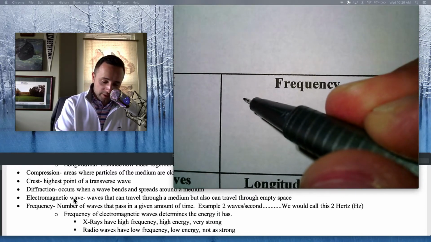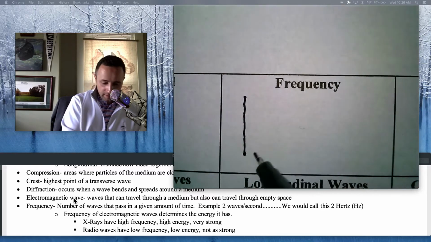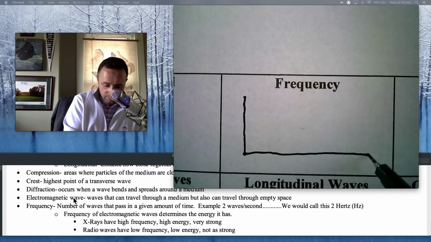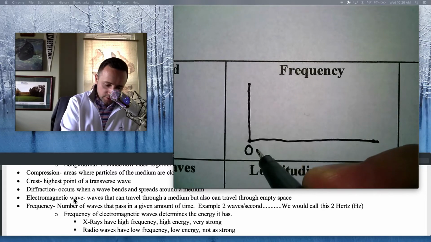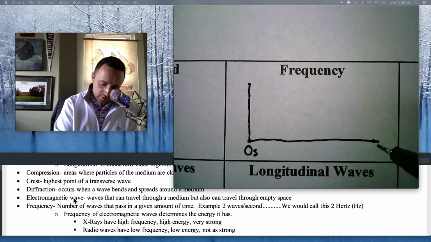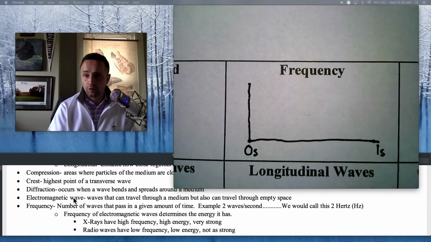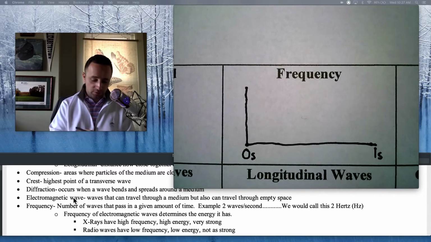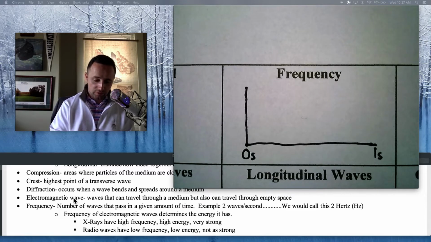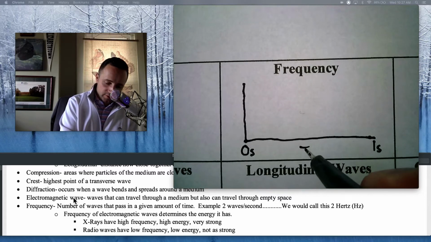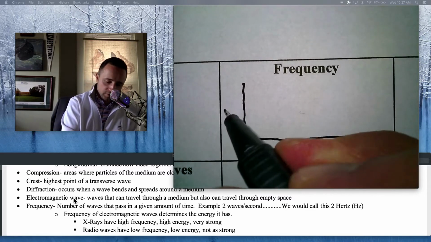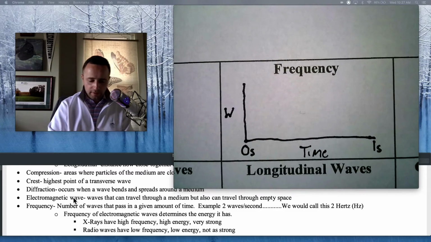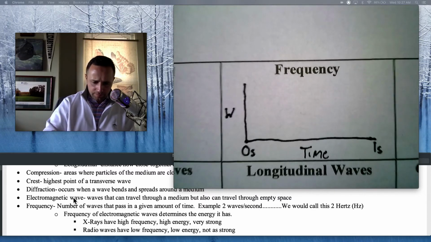So let's just draw a quick graph. And we're going to pretend that right here you have 0 seconds, and then here is 1 second. Like so, frequency would be number of waves that pass by in a second. So let's just draw some different waves and determine its frequency. I guess I'll write time down here, and then I'll just put a W for waves here. All right, first one.